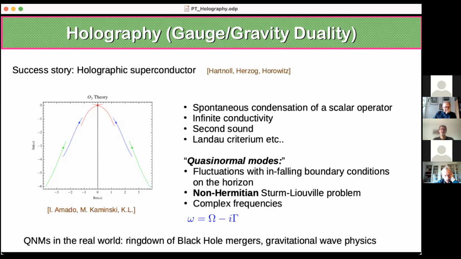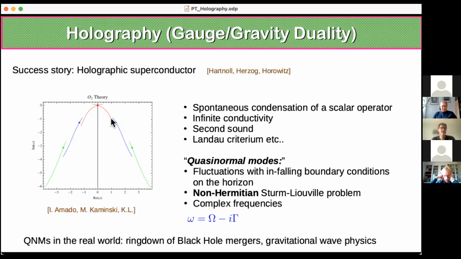And now it's the first time that we have something non-Hermitian in holography, because the differential equations which you have to solve are of Sturm-Liouville type, but due to these infalling boundary conditions, they are non-Hermitian Sturm-Liouville problems. And as a result, you get complex frequencies. So these frequencies tell you that a quasi-normal mode has a real frequency, it vibrates with some frequency omega, but it of course falls into the black hole, and the rate with which it falls into the black hole is given by the imaginary part.